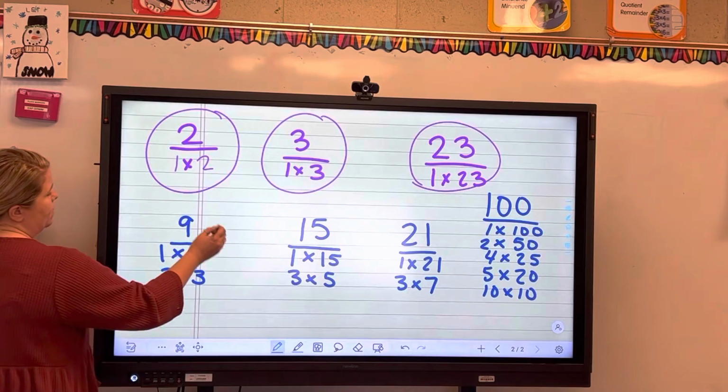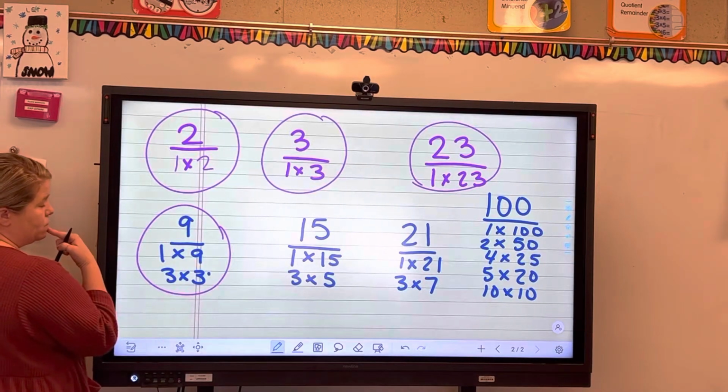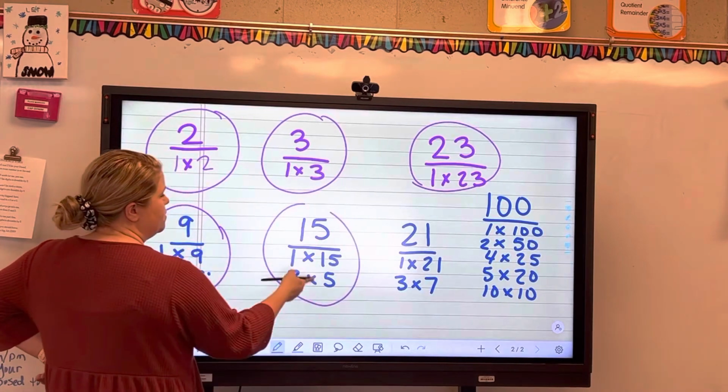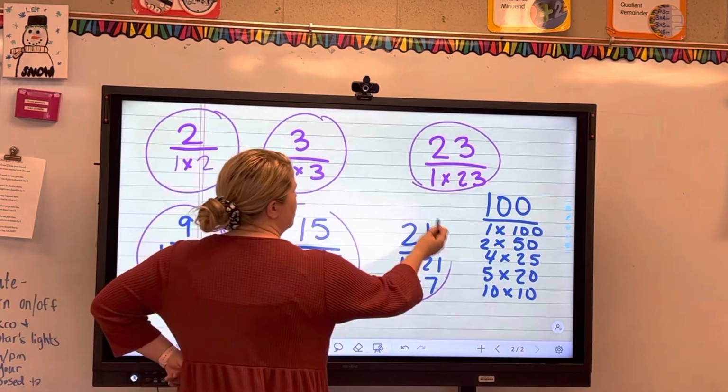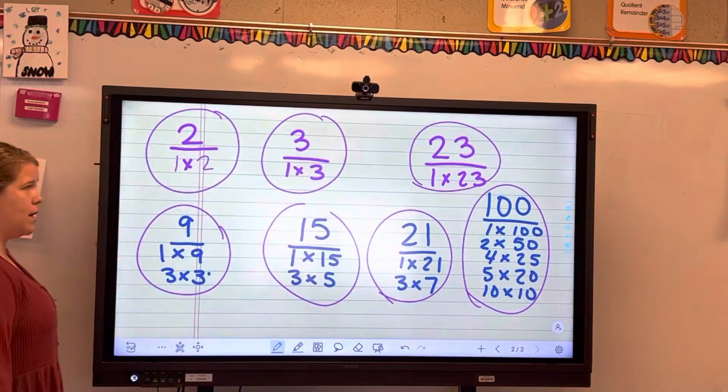But whenever you get down here and look at these, we'll do factor pairs. How many factor pairs do I have? 2. How many do I have here? 2. How many here? 2. How many here? 5.